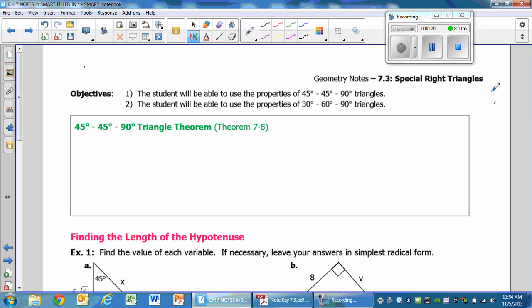Well, a right triangle we know is a triangle that has one of the angles a right angle. So what would a 45, 45, 90 be? Let me draw you a picture.